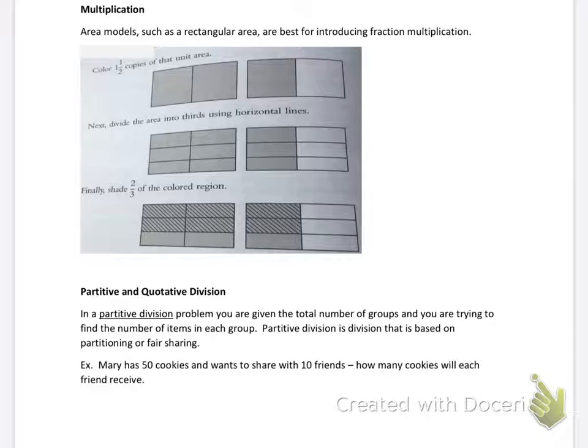Okay? All right, so area models such as a rectangle area are best for introducing fraction multiplication. So if you want to multiply two fractions, let's say you want to multiply 1/2 by 2/3. Okay, what you're going to do is we have the 1/2 demonstrated here. Now we're dividing what we just drew out into thirds. And then finally, you're going to shade 2/3 of the colored region.